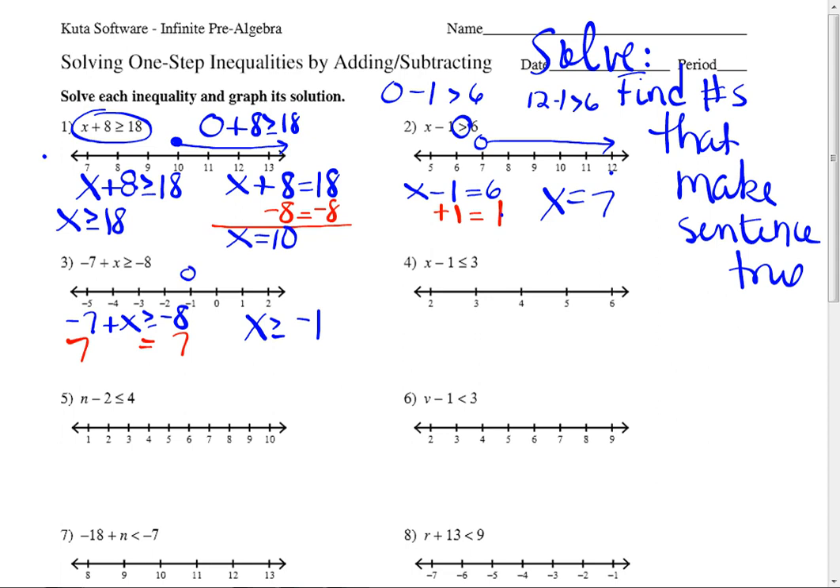And negative 1. Why do I bubble it in, Bernice? Why do I bubble it in? There's a line under there because this means greater than or equal to. I get to include that.